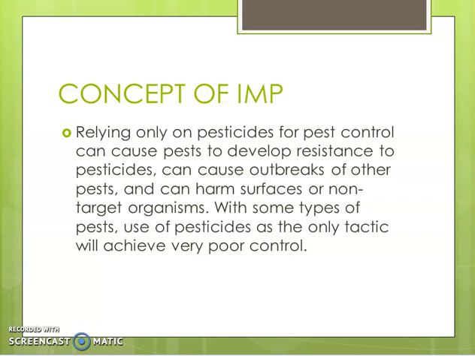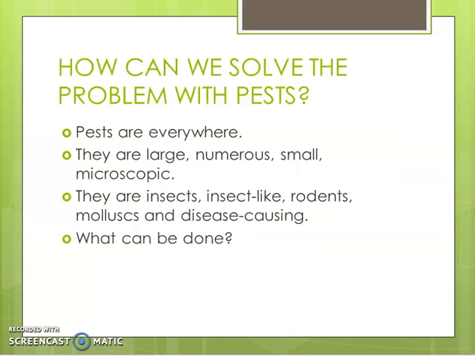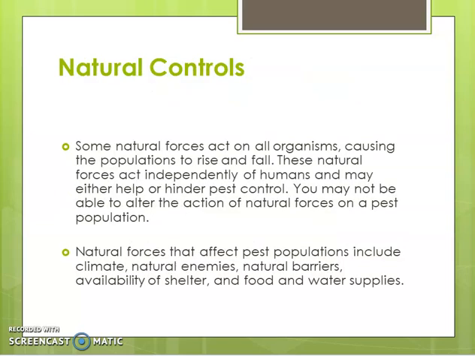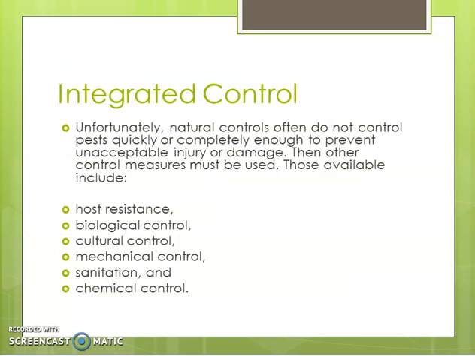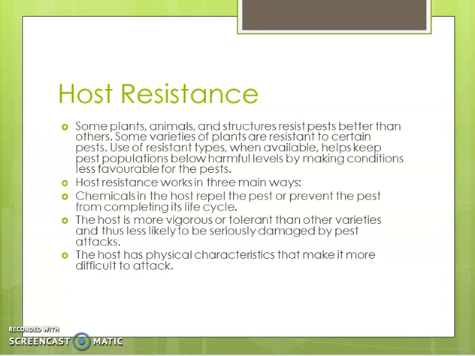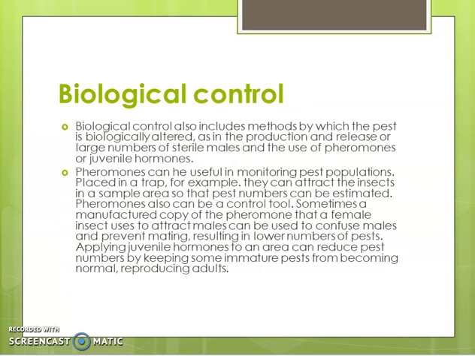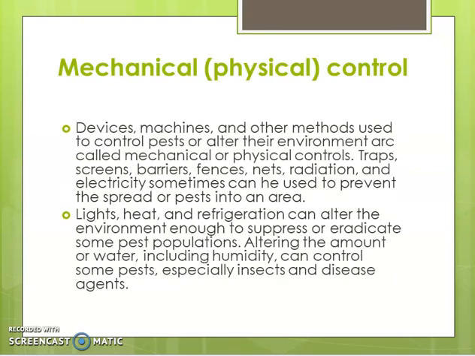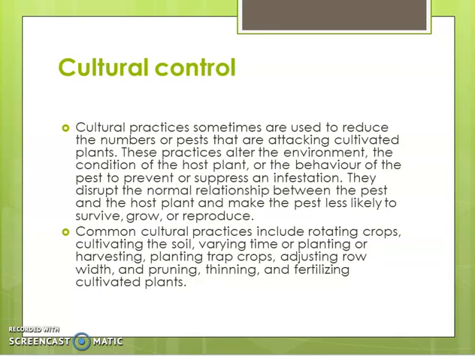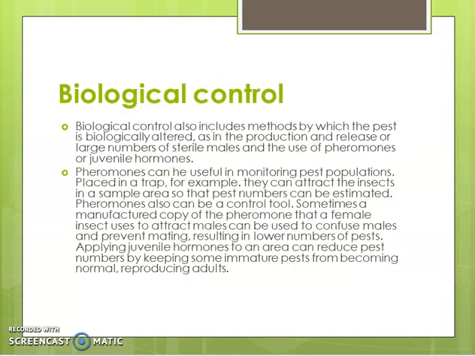Right, the concept of IPM, we had looked at that in the previous episode. How can we solve the problem with pests? We look at natural control, then we look at the integrated control. And there's a list in there. We had looked at host resistance, we had looked at biological control. Now for this episode we want to start with cultural control. Right? So we want to look at cultural control.